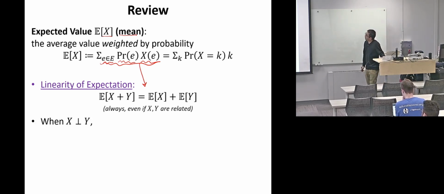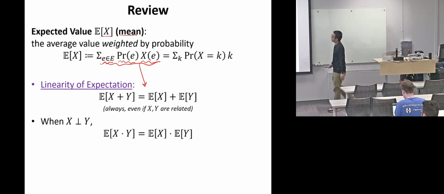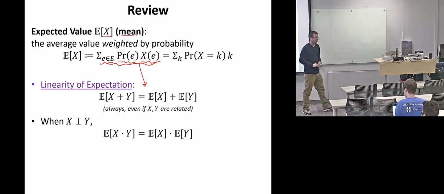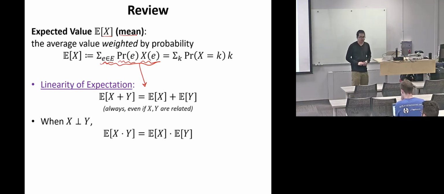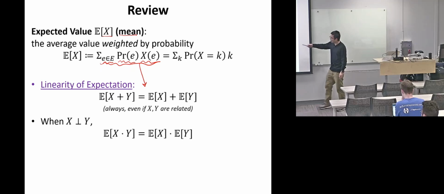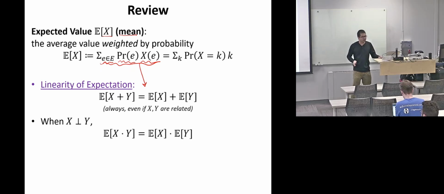But when x is independent from y, you know more. You know that the expectation of x times y is also the expectation of x times the expectation of y. And you know that this thing is true only if x and y are independent. If they are not, this might not be true.